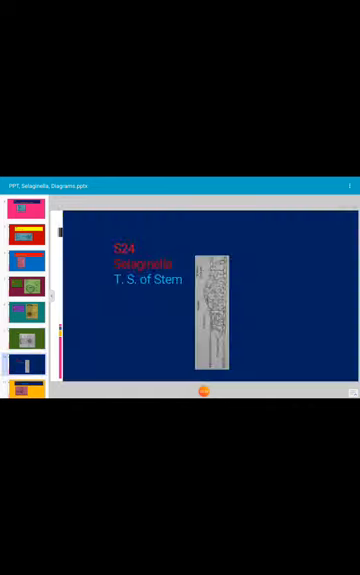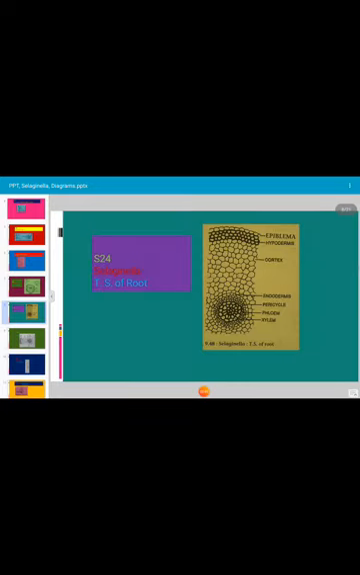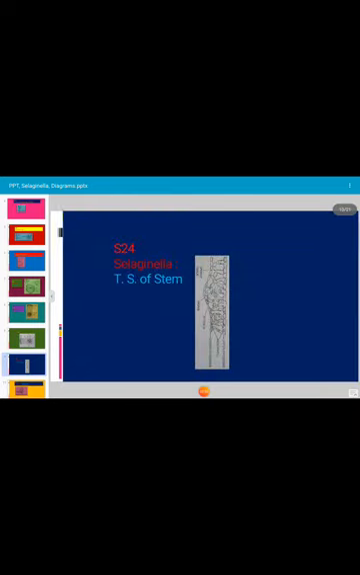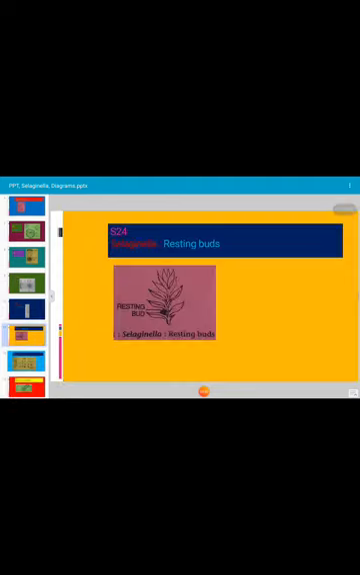And next, this is the photograph of Selaginella rhizophore. The Selaginella rhizophore is very similar to the root of Selaginella with minor differences. See the photograph of transverse section of Selaginella rhizophore. Next, this is the transverse section of leaf of Selaginella. And this figure is Selaginella resting buds.